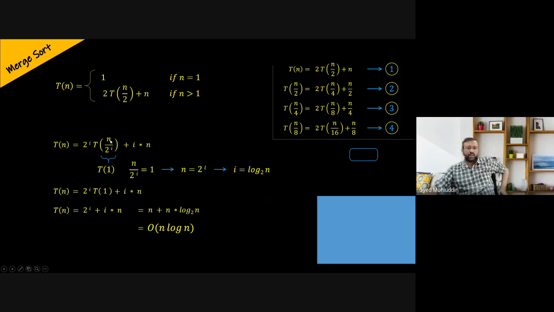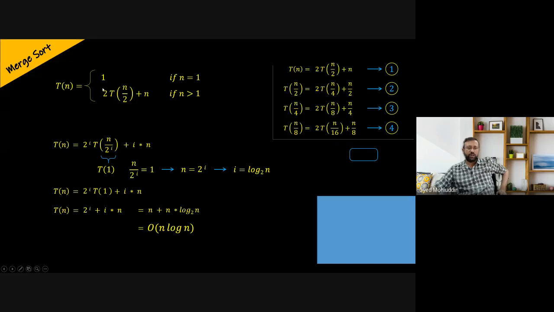So T of 1 means n by 2 power i should be equal to 1, which is nothing but n equal to 2 power i, which is nothing but i equal to log n base 2. Now let us substitute these 2 power i as it is. Instead of T of n by 2 power i, we said that it becomes 1. It reduces to 1, so that we have a solution.